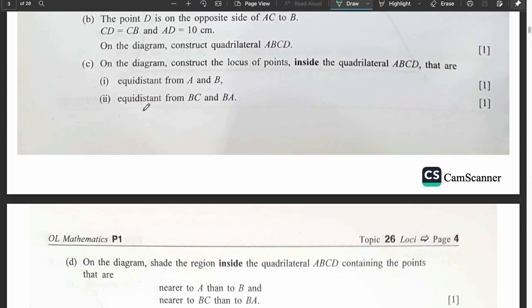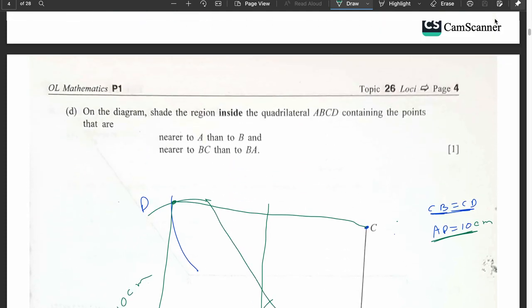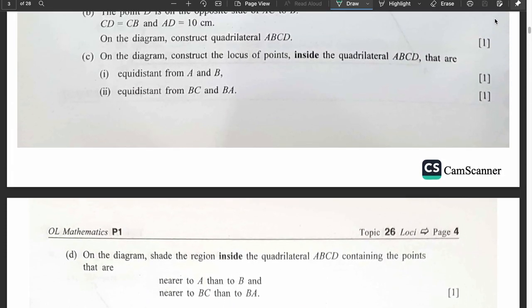Second statement says equidistant from BC and BA. So BC and BA is the angle bisector. Place your needle, mark these 2 points, place your needle again, mark this point, lift your needle, mark this point, and we have this angle bisector. So perpendicular bisector done, angle bisector done.